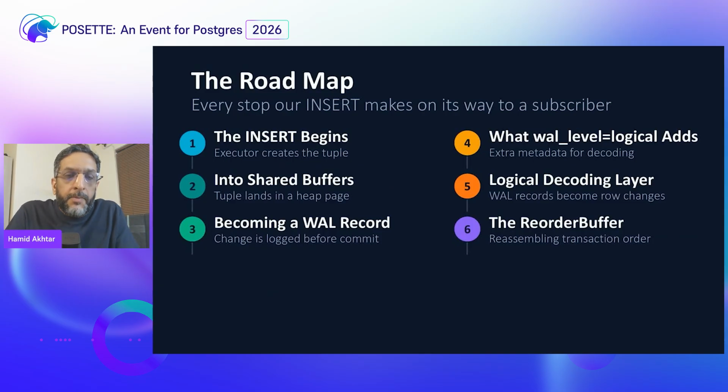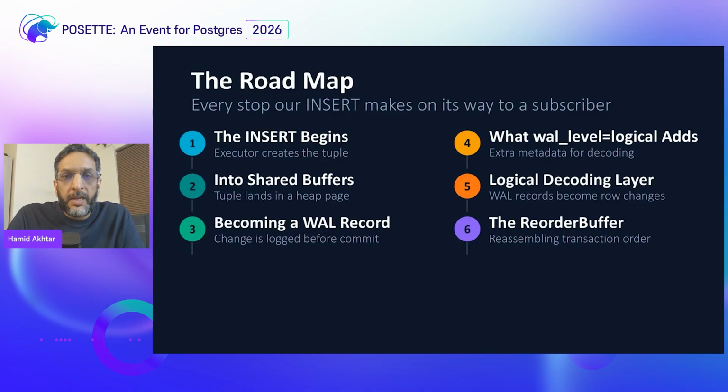So here is the roadmap. On the left-hand side, you see three stops. On the right-hand side, you see three more stops. The left-hand side is really all about how a tuple is actually being written on the publisher. We start from the time the insert begins on the publisher, makes its way to the shared buffer, eventually to the WAL, and how changing the WAL level to logical adds more detail to it, and finally, how does the publishing work?